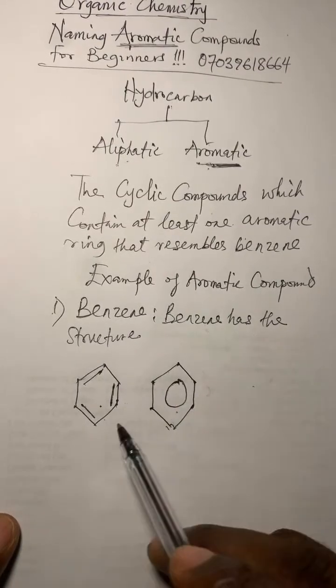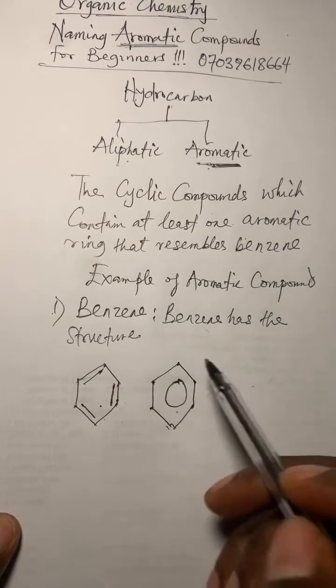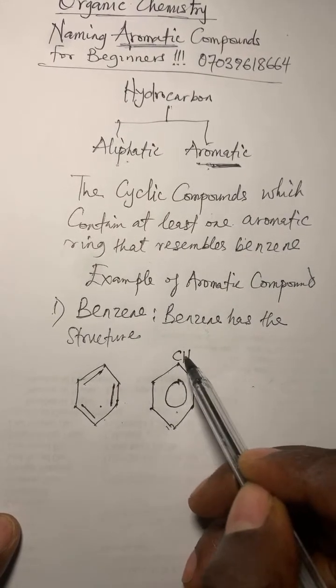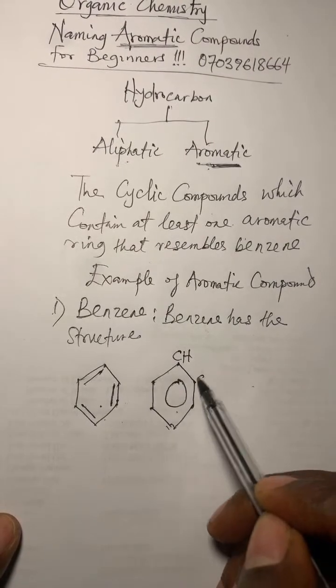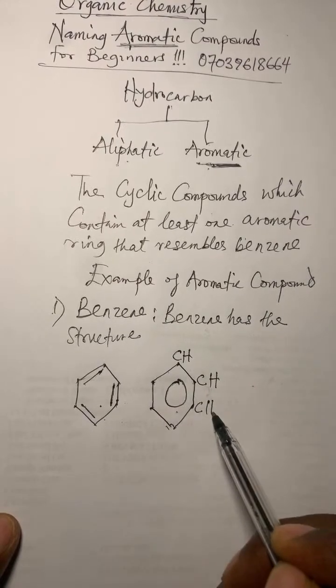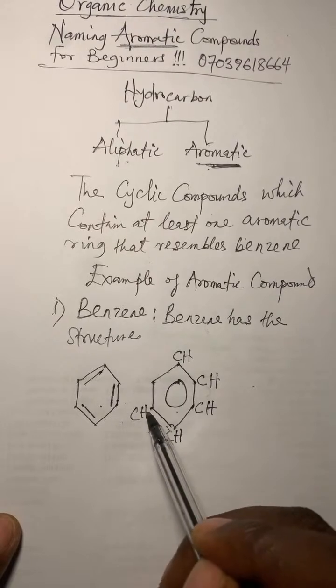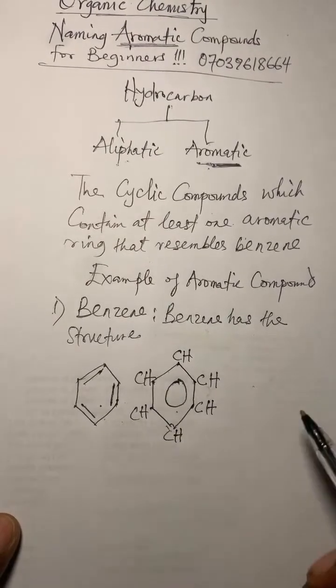What is this essentially talking about? It means that if I have this structure like this, that means I'm having a C and H attached to this point. This is another carbon atom alongside a hydrogen atom. This is another one. This is another one. This is another one. And this is another one.